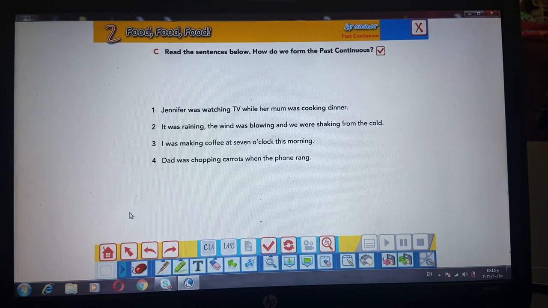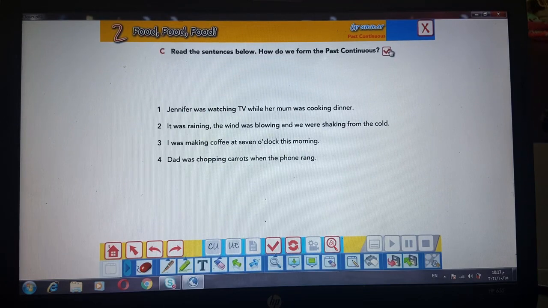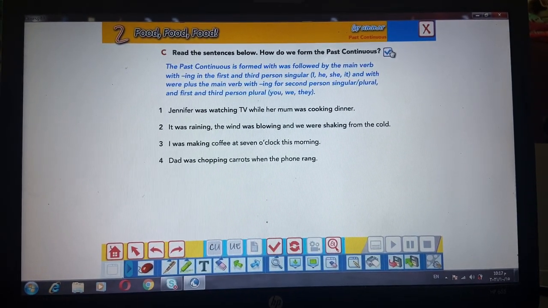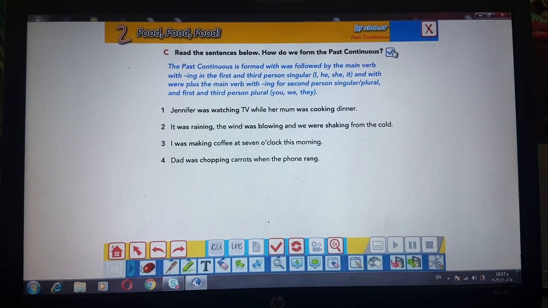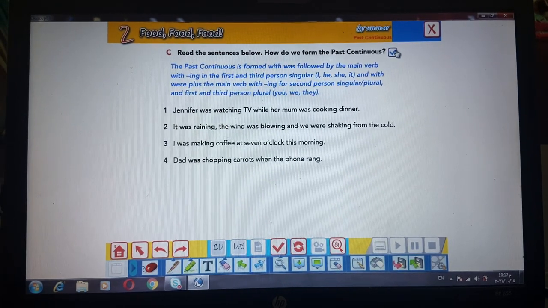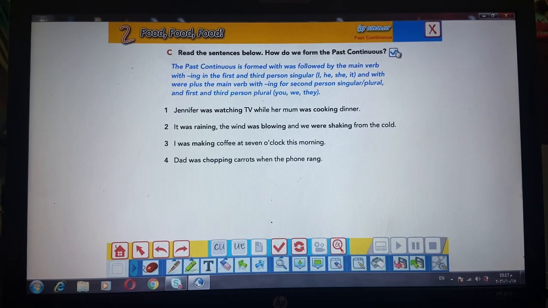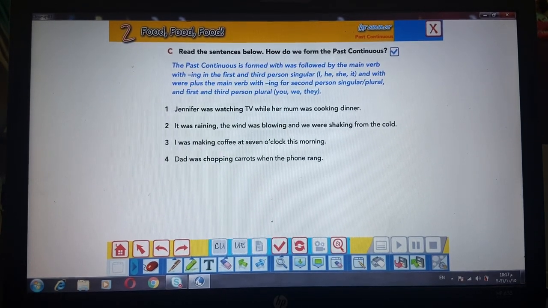It's clear. The past continuous form is, as I have said earlier, the subject plus was or were plus ing. So the past continuous is formed with was followed by the main verb with ing for the first and third person singular, I, he, she, it, and with were plus the main verb with ing for second person singular, plural, and first and third person plural, you, we, and they. So this is the structure.